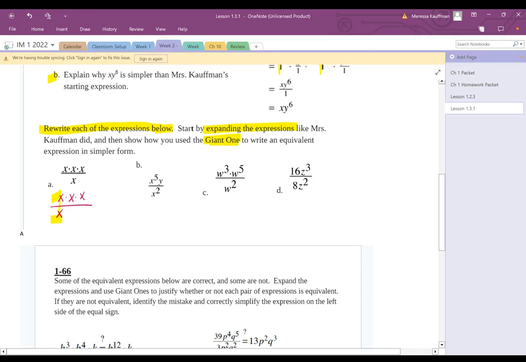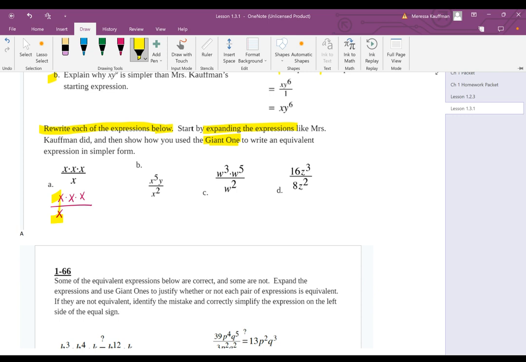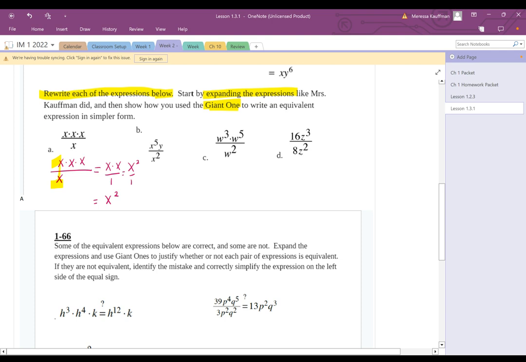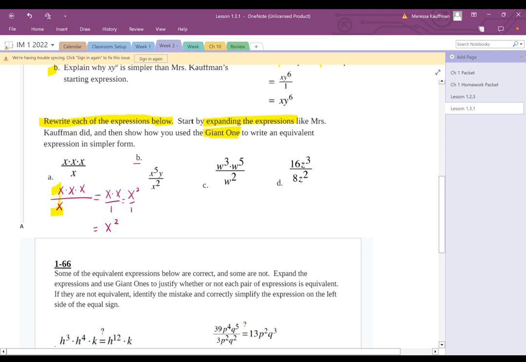So I know that this x divided by x is going to equal 1, which leaves me with x times x over 1, which is x squared over 1, which is just x squared. So now I have rewritten and simplified this expression. Hopefully that's starting to make a little more sense to you. So pause and go ahead and start these problems. Remember to work with your teams to see if you can figure them out, and also remember to expand first, then use your giant 1's.